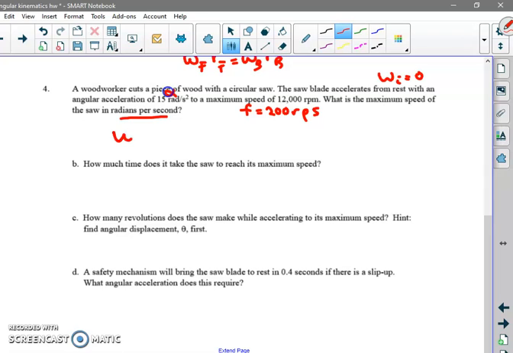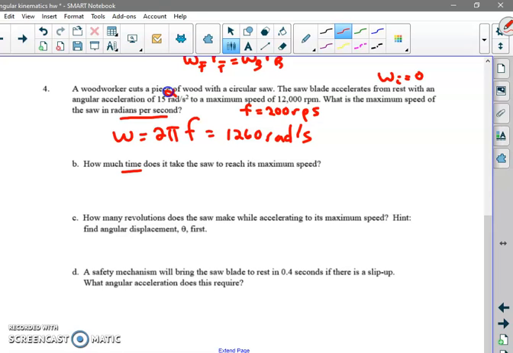Okay, so if I want the maximum speed in radians per second, then I just want some omega final. And omega final is simply going to be 2 pi times the frequency, because I know what the final frequency is. When I multiply them together, I get 400 pi, and 400 pi is roughly 1260 radians per second. I don't use the acceleration there because I don't have the time it accelerated nor the angular distance.